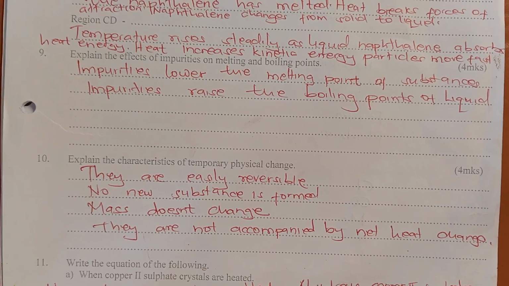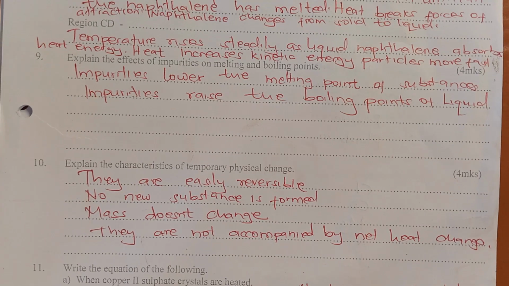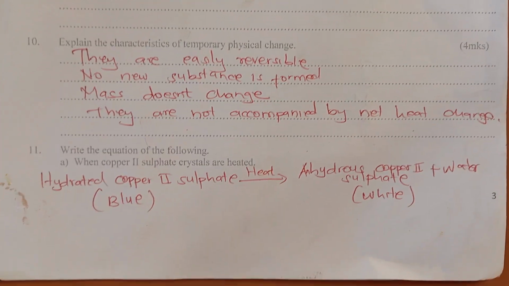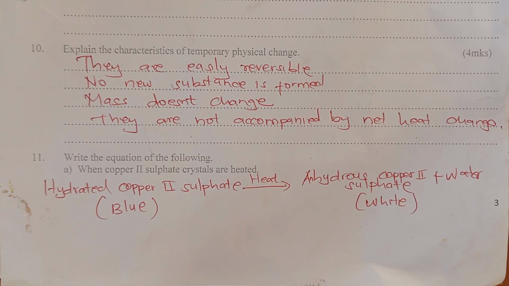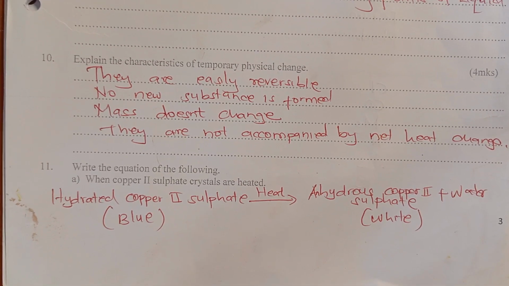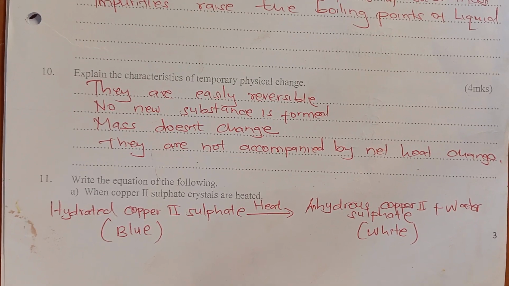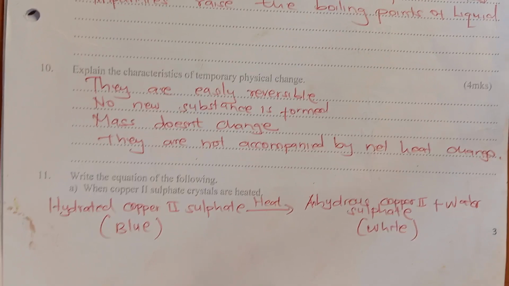Explain the effects of impurities on boiling point. They of course lower the melting point of substances and they raise the boiling point of liquids. Explain characteristics of temporary physical change. They are easily reversible. No new substance is formed. The mass does not change and they are not accompanied by heat change.